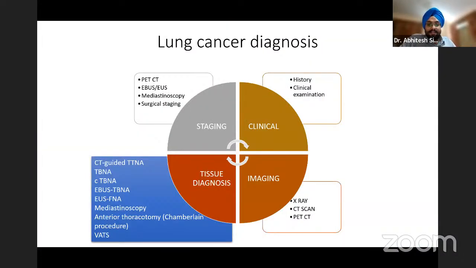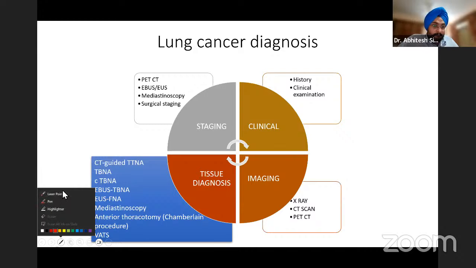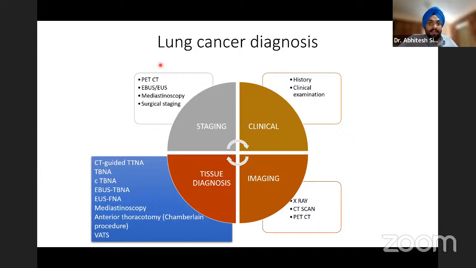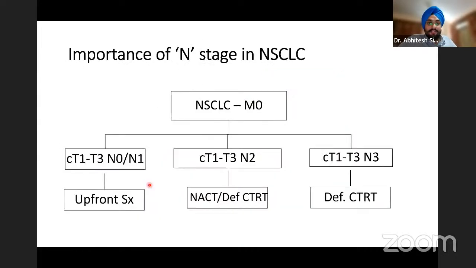Whenever we diagnose any malignancy, we have to stage it. We have to have a clinical examination, staging, imaging, and a tissue diagnosis. These are all the requirements, as all of us know, to start the treatment. So today I'll be concentrating mainly on the staging part as well as the tissue diagnosis required before we begin the treatment.